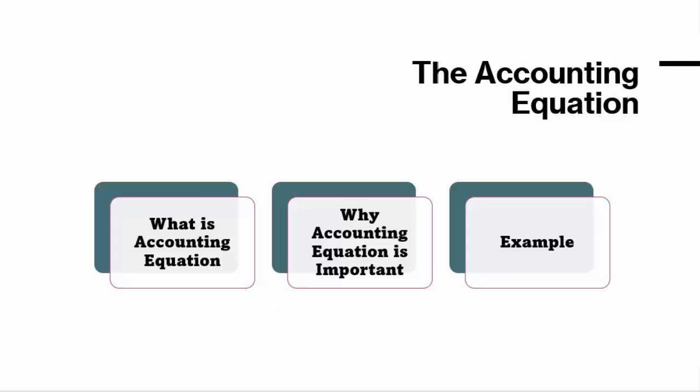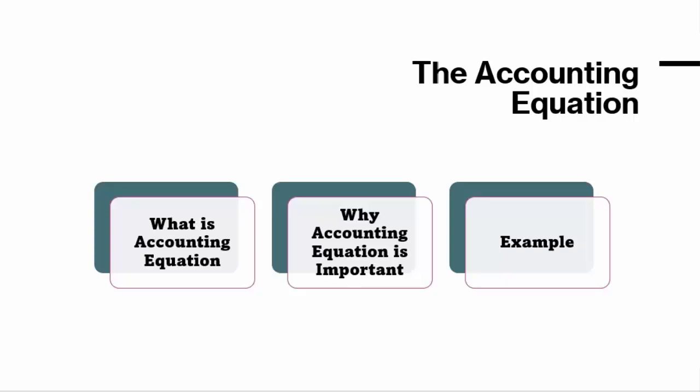Let's break down each part of this equation to make it simple. Assets are what the business owns, things like cash, equipment, and inventory. Capital is what the owner has invested in the business. Think of this as the owner's stake in the business, or what the business owes to its owner. Liabilities are what the business owes to others, like loans or bills it needs to pay.